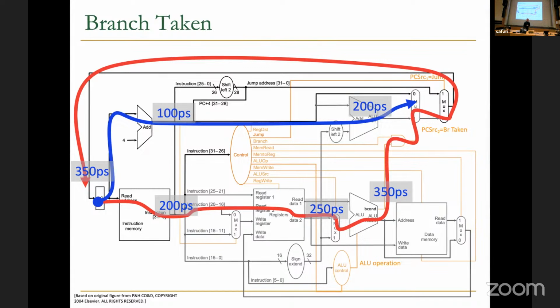Okay. So basically, a branch taken under the assumptions that we have discussed and under this data path design and the control logic design, well, let's get back to control logic a little bit later. Under this data path design, it takes 350 picoseconds.